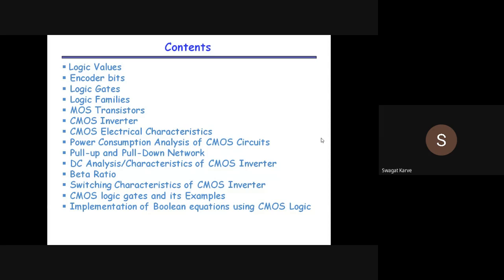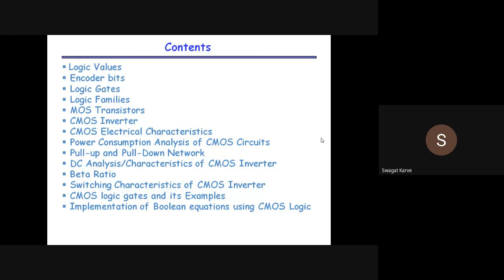Then here we are going to talk about the MOS transistor, basically its working, the different regions of operation, its different conditions, and its mathematical equations. All these points we have already covered in the previous unit, so again in brief we are going to discuss this MOS transistor. Then after MOS transistor we will talk about the CMOS inverter.